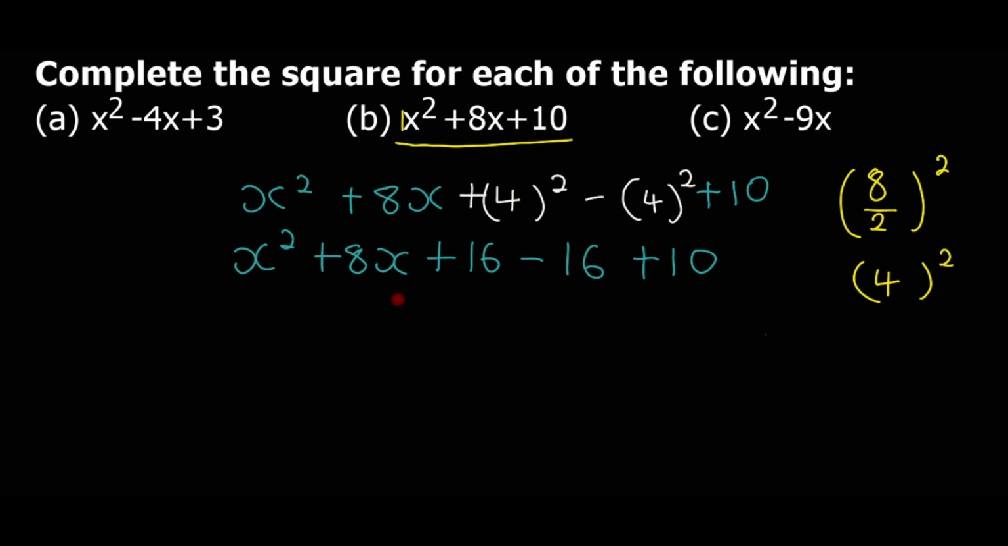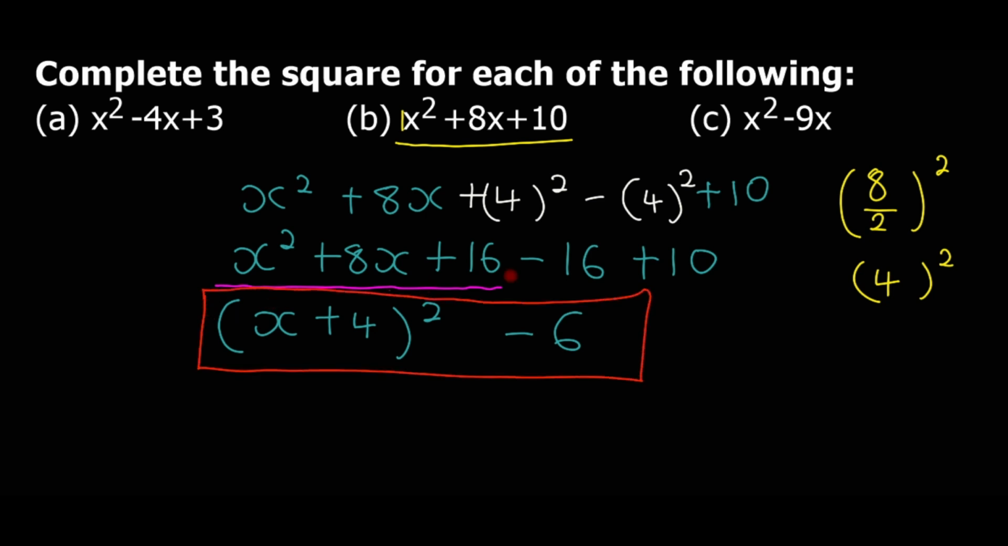So as usual, we focus on the first three terms, the quadratic, and then we write it in the form of a binomial. All that I can do is x, and then we take this sign, which is positive, so we write positive, and then we know this number is always 4, and then from there we square it. As for this one, minus 16 plus 10, we press a calculator, so we have minus 6, and then this is our answer.